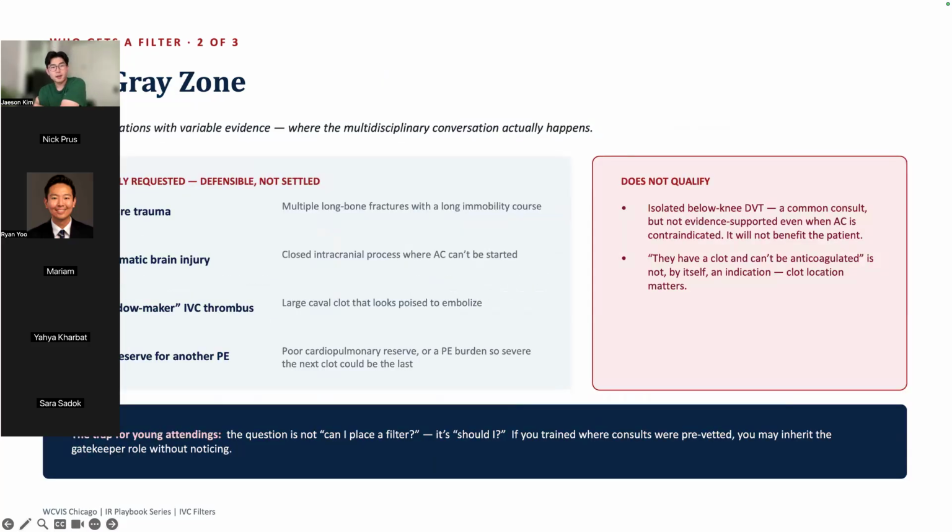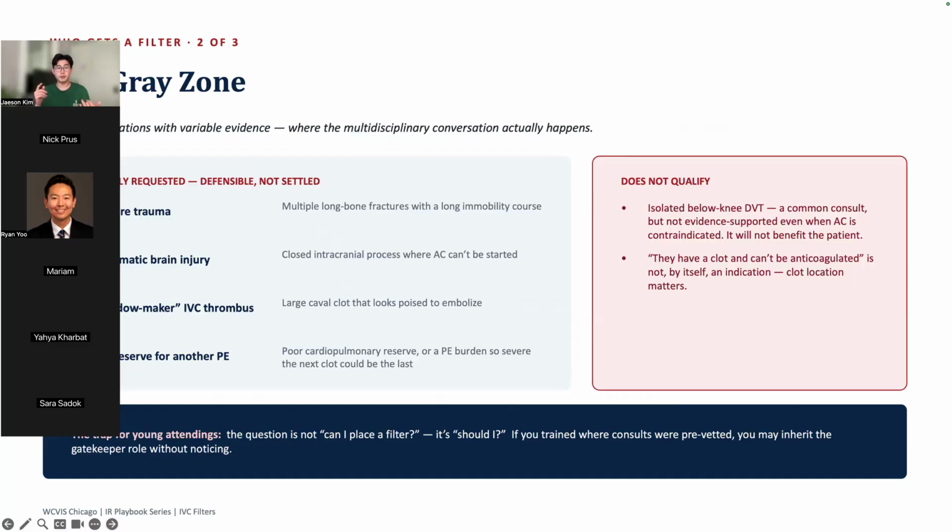Okay. But of course, in real life, real patients don't always fit neatly into those three columns. And so there's a gray zone in between, and that's where the actual discussion happens between a healthcare team. There are situations where filters get requested, but the evidence behind them is weaker.